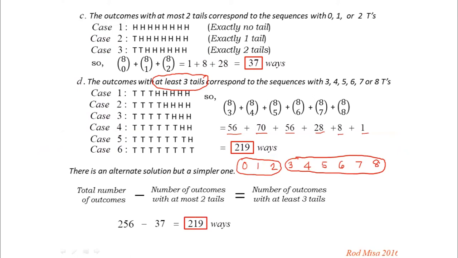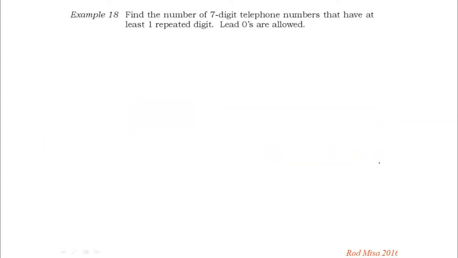And you can see that we have the same answer as our previous solution. But this one is simpler, because this is the backdoor approach that can sometimes be easier than the direct approach, which is a little bit tedious because you are listing all the cases. Now, let's proceed to the next example.